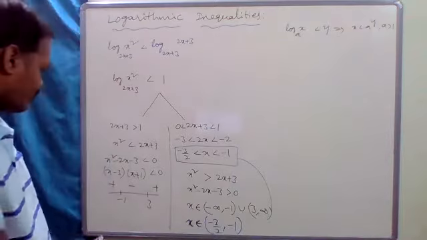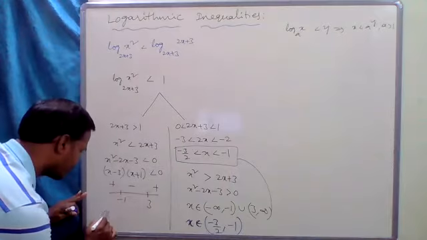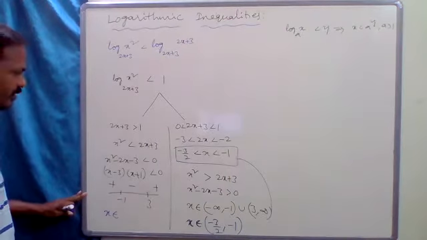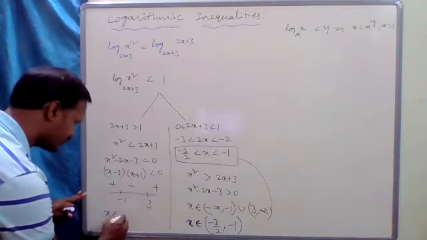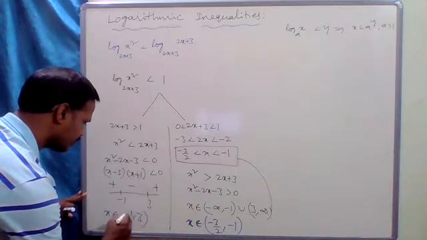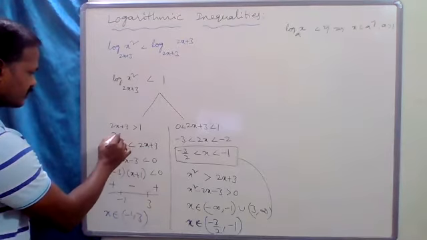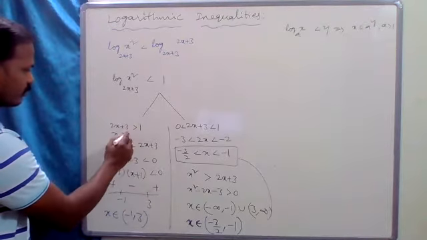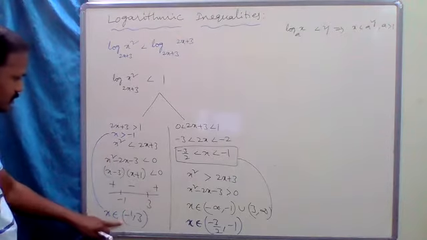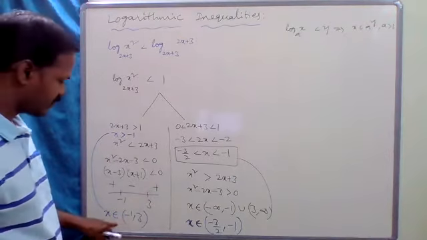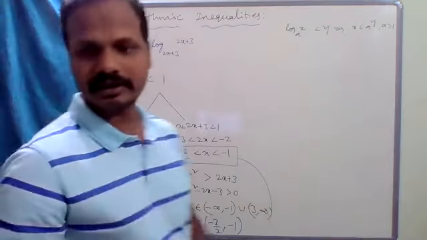Now what about here? Here the solution is x belongs to the less than case, which is minus 1 comma 3. Now what about the x value here? x is greater than minus 1. So from these two values, x belongs to minus 1 comma 3.